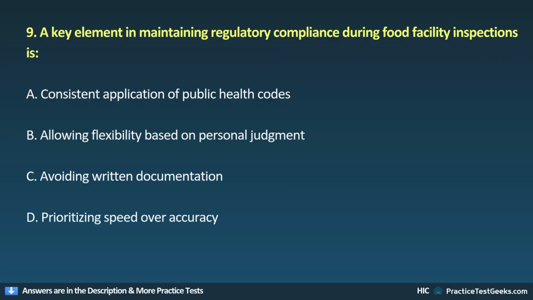9. A key element in maintaining regulatory compliance during food facility inspections is: A. Consistent application of public health codes. B. Allowing flexibility based on personal judgment. C. Avoiding written documentation. D. Prioritizing speed over accuracy.